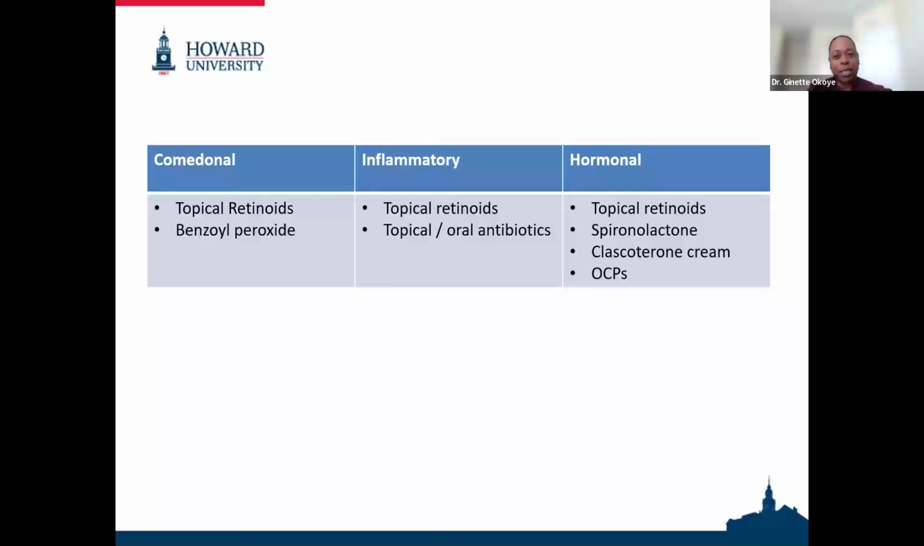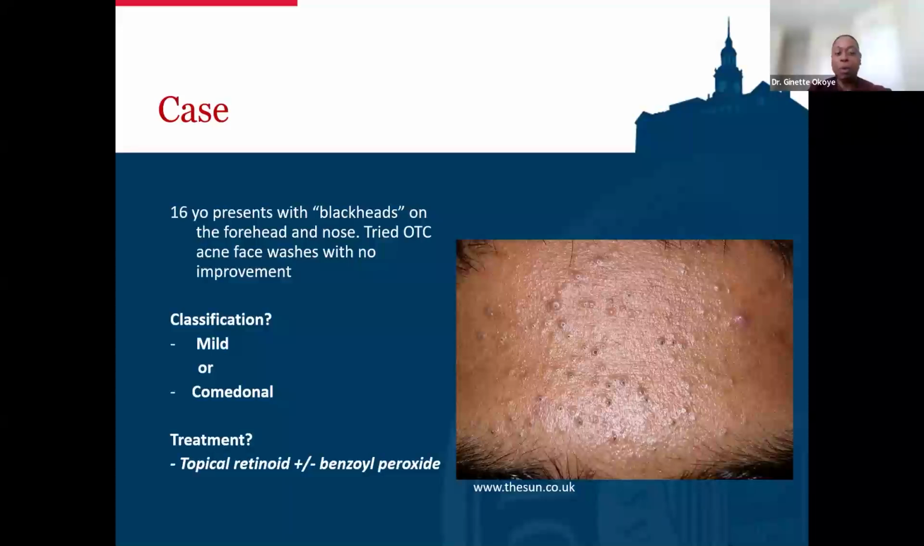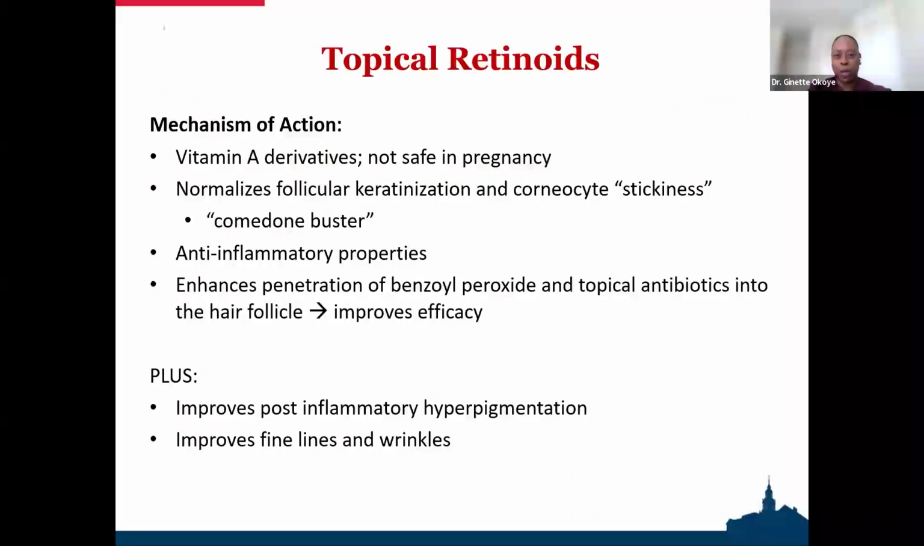And then your hormonal patients will need either spironolactone orally, which we'll go through, or there's a new option called clascoterone cream, which is basically topical spironolactone, which works really well for this type of acne. And then these patients can respond nicely to oral contraceptive pills that are FDA approved for the management of acne. So back to our patient. How would I classify this patient? Well, you could classify him as mild, but I would classify this patient as primarily comedonal acne. So he needs a benzoyl peroxide and a topical retinoid.